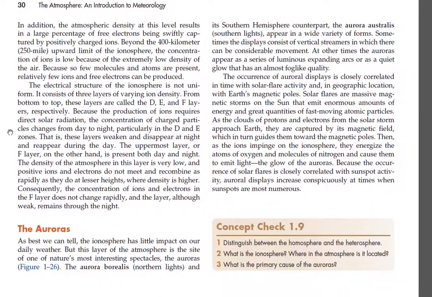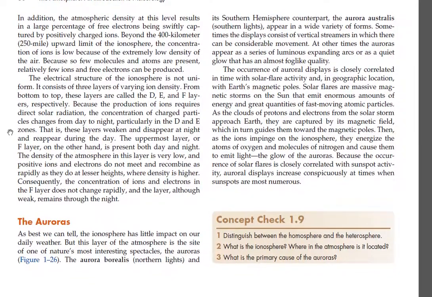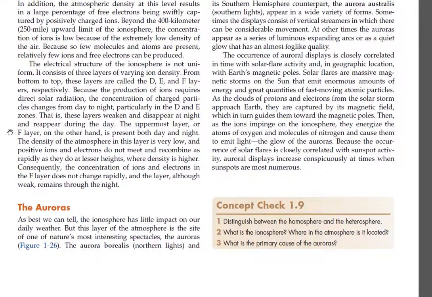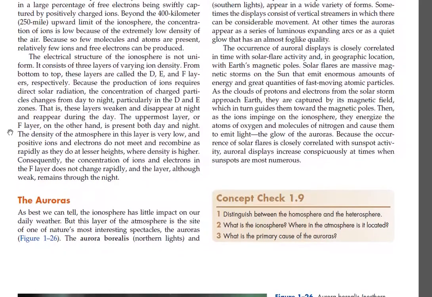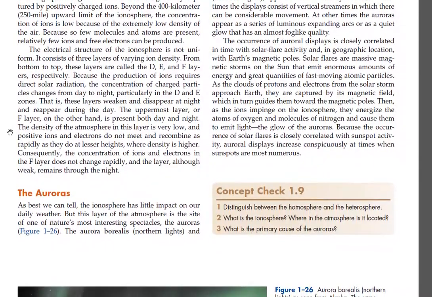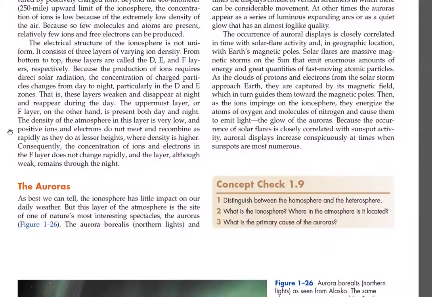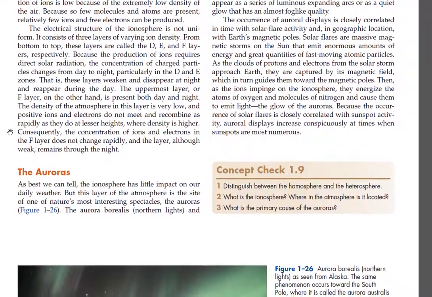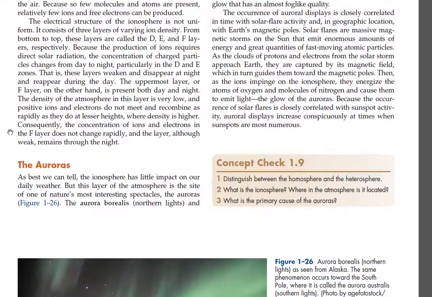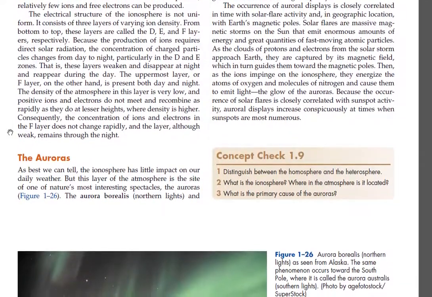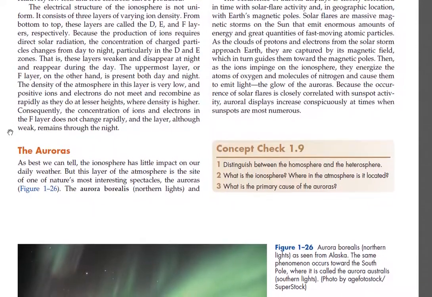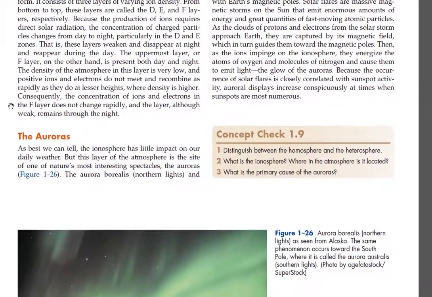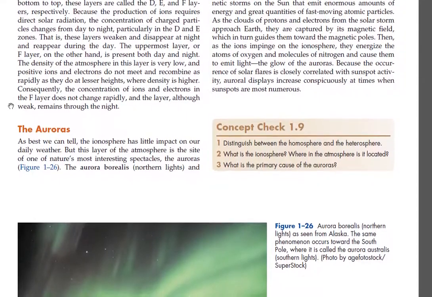Because the production of ions requires direct solar radiation, the concentration of charged particles changes from day to night, particularly in the D and E zones. That is, these layers weaken and disappear at night and reappear during the day. The uppermost layer, or F layer, on the other hand, is present both day and night. The density of the atmosphere in this layer is very low, and positive ions and electrons do not meet and recombine as rapidly as they do at lesser heights, where density is higher. Consequently, the concentration of ions and electrons in the F layer does not change rapidly, and the layer, although weak, remains through the night.